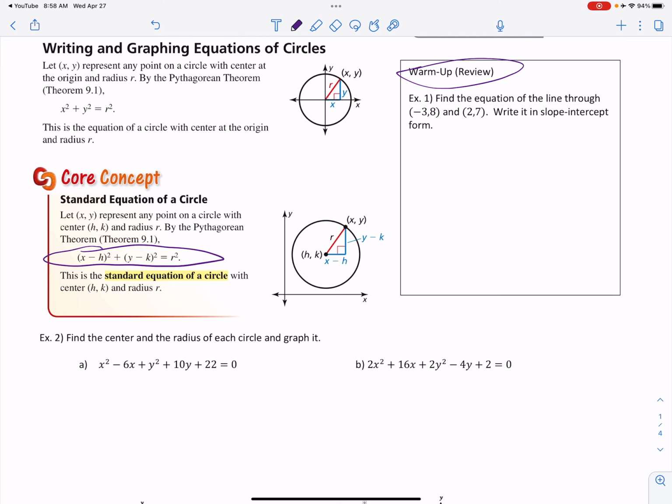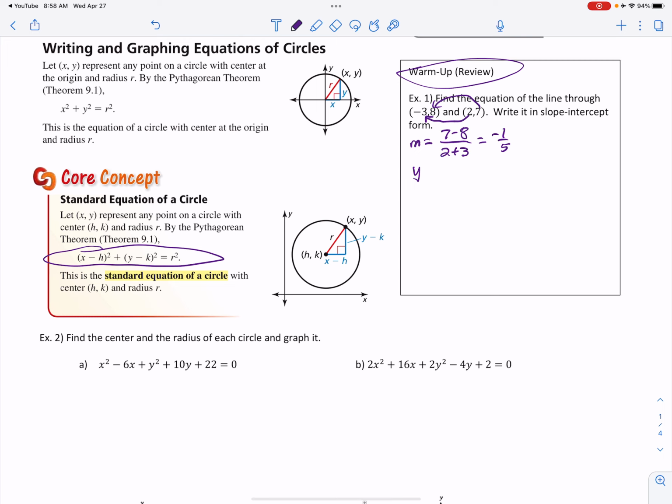You should be proficient at writing equations of lines. And so right here, slope is change in y over change in x. You need to subtract in the same order. So when I choose to go 7 minus 8, I must do 2 minus -3. And you get -1/5.